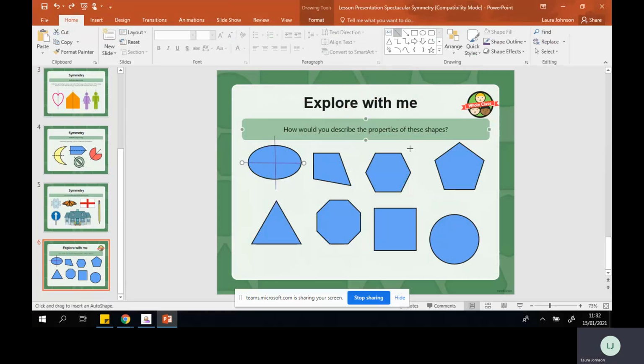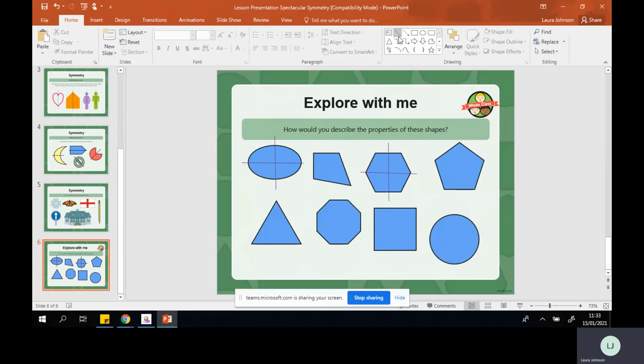Let's have a look at my hexagon. It's got six sides. If I put my line of symmetry vertically down the middle, is it the same on both sides? Yeah. What if I try horizontally across the middle? What do you think? It's exactly the same.